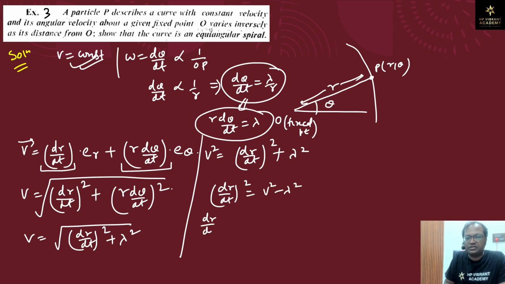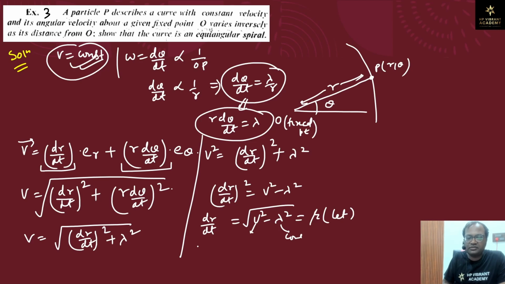So dr/dt is equal to the square root of v square minus lambda square. Okay, so this is again constant because v is constant as per the question: P describes a curve with constant velocity. So the velocity is constant and lambda is also constant. So this is constant. Let us take this as mu. And dr/dt we can write as dr/d theta into d theta/dt, which is equal to mu. Okay, let us further simplify this.